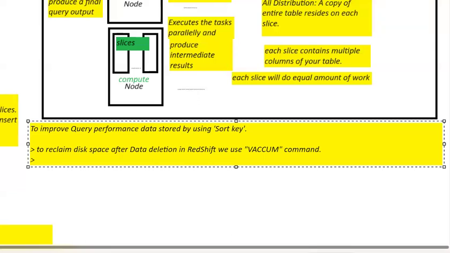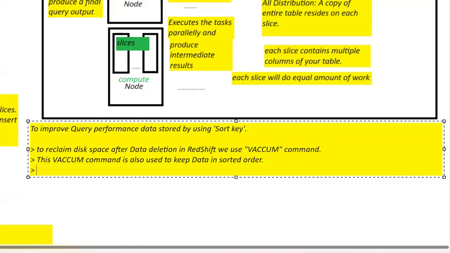This vacuum command is also used to keep your data in sorted order. What is it also used for? To keep your data in sorted order.